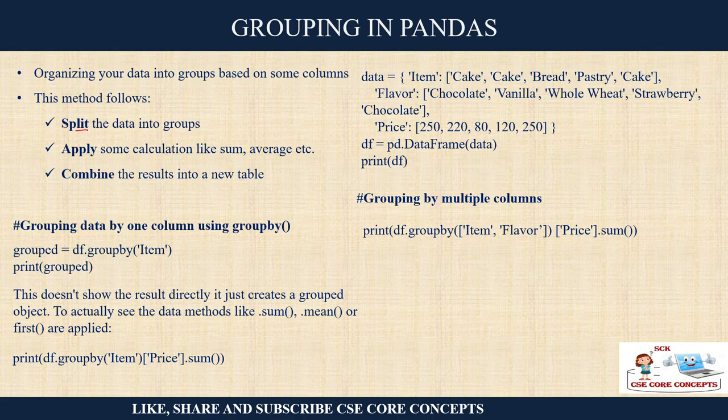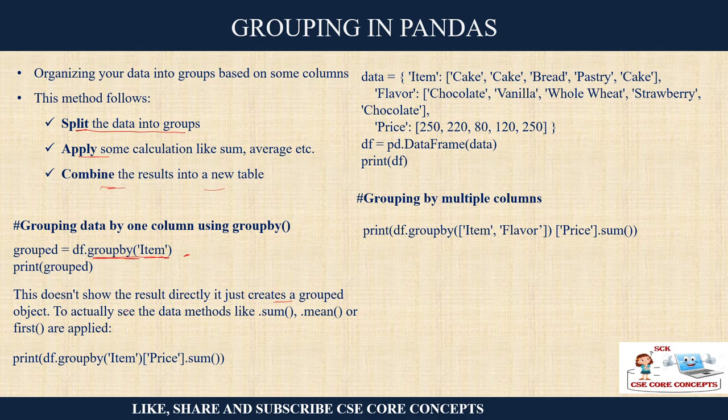First is the splitting. First you split the data into groups. Then you can apply some calculation function, like the aggregation you did in pivot, and then you combine the result into a new table. So now you got that grouping, you can use the function dot groupby, and the column name you have to mention. Now this will not show the result directly because it will just create a group of objects.